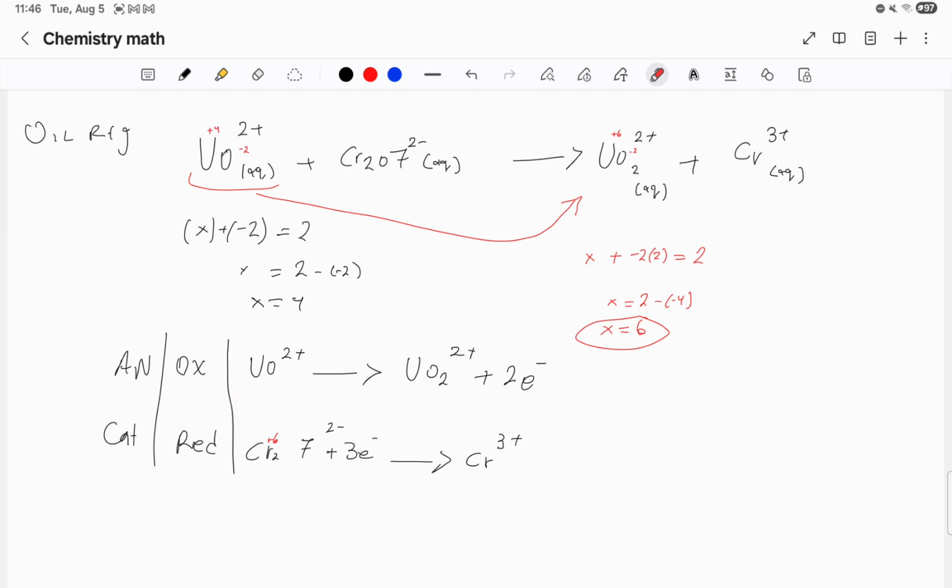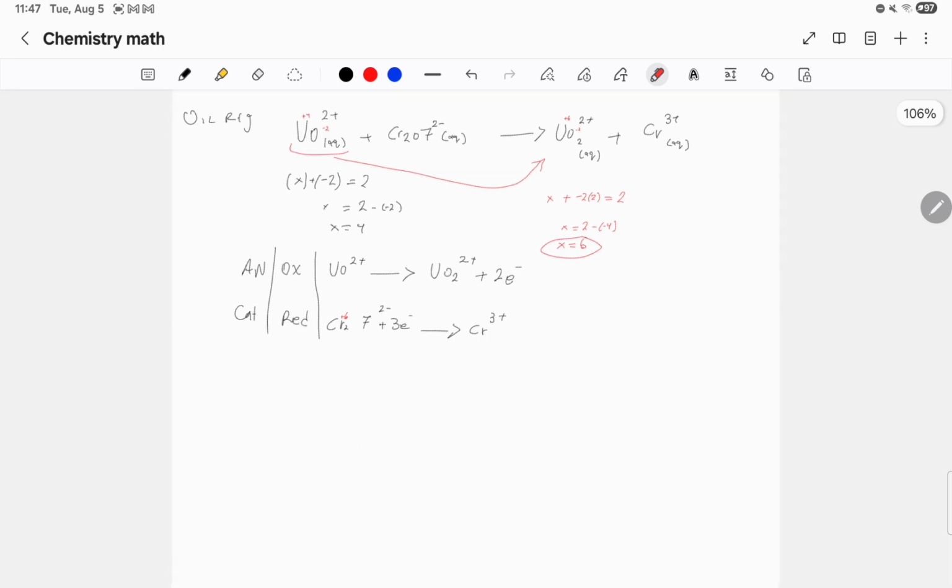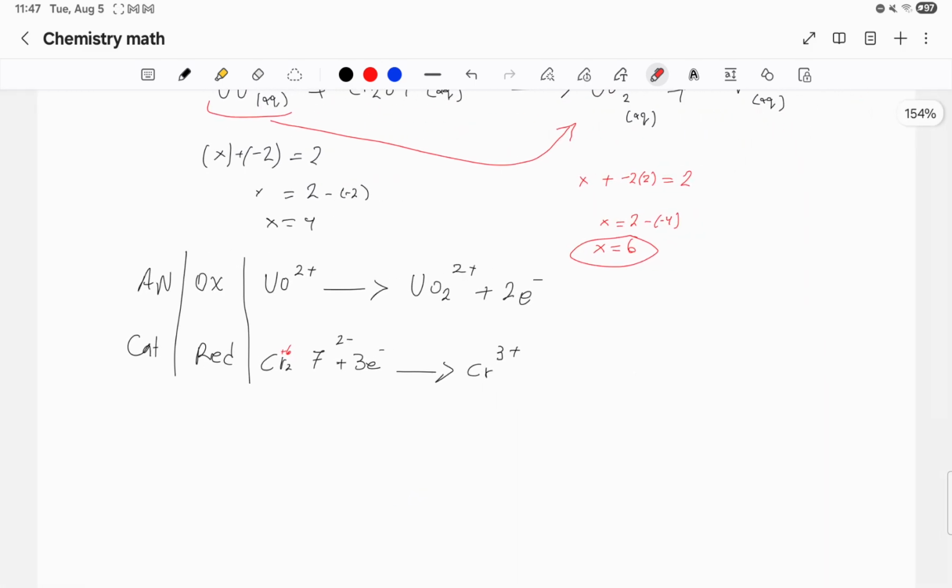We're not even done balancing yet, okay? Now you want to balance the elements beside oxygen and hydrogen. So what do I mean by this? Just take a look at this equation. I have one U on each side, and I have 2 oxygen on this side and 1 oxygen here. Well, remember, these are all in aqueous solution. Where do I get oxygen from in an aqueous solution? It has to be from water, okay? So you know what I can do?